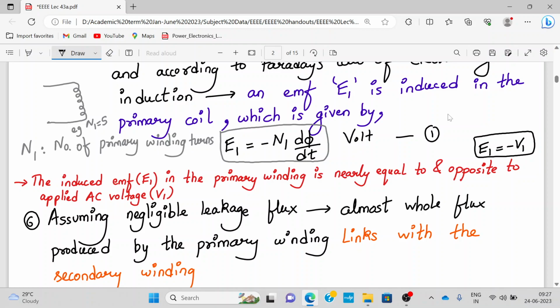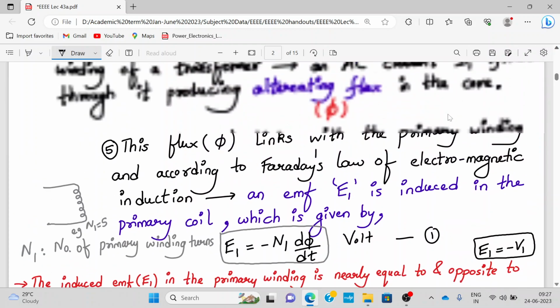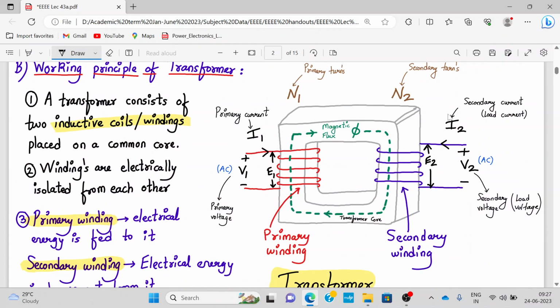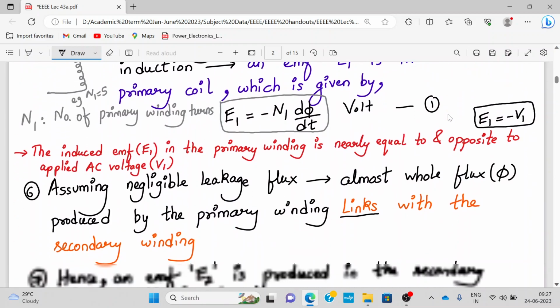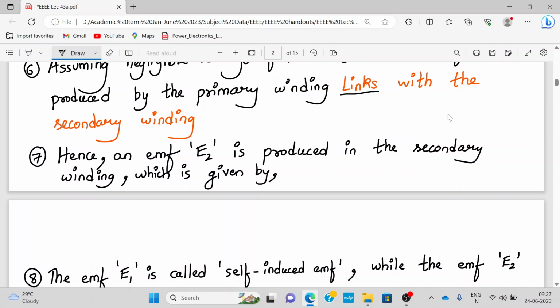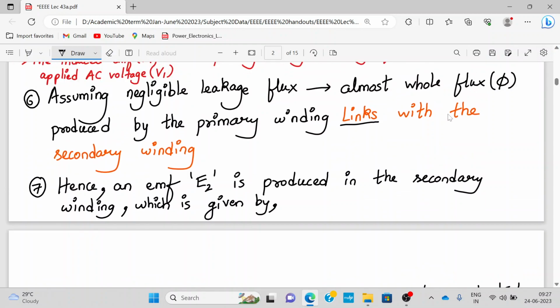So assuming the negligible leakage flux, almost the whole flux phi produced by the primary winding links with the secondary winding. So what are we assuming? That this whole flux, this green color flux, is entirely linking the primary to the secondary winding. Alright. Therefore an EMF E2 is produced in the secondary winding, because the primary winding's alternating flux is linking to the secondary winding.